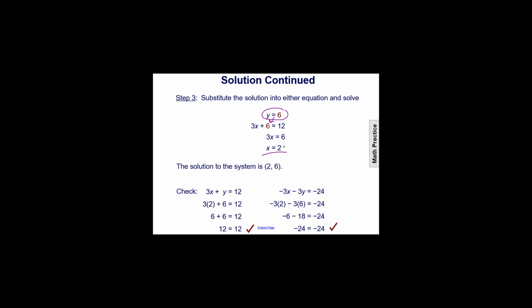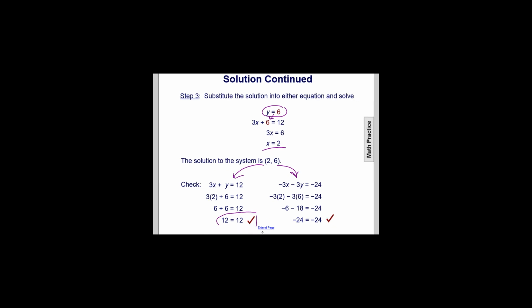So if y equals 6 and x equals 2, our solution to this system is the ordered pair x comma y, so it will be 2 comma 6. And when we check that solution by substituting it into both equations, it produces a true statement. So that means it checks out and it is true. And it is a solution to the system. It's a solution to each equation. So we've solved using elimination.